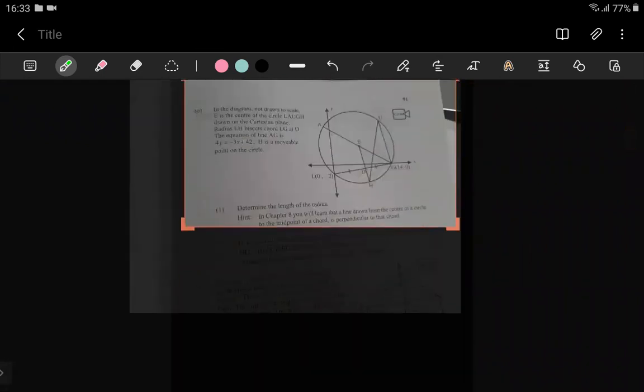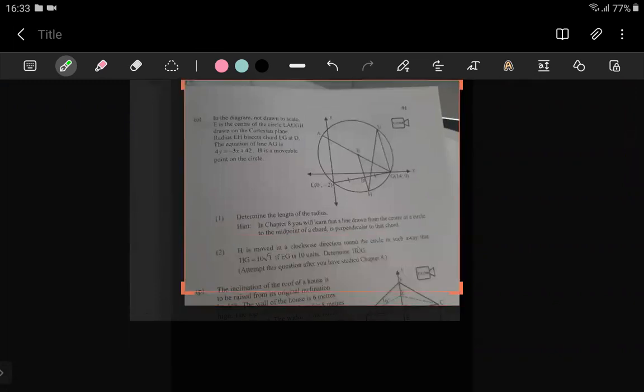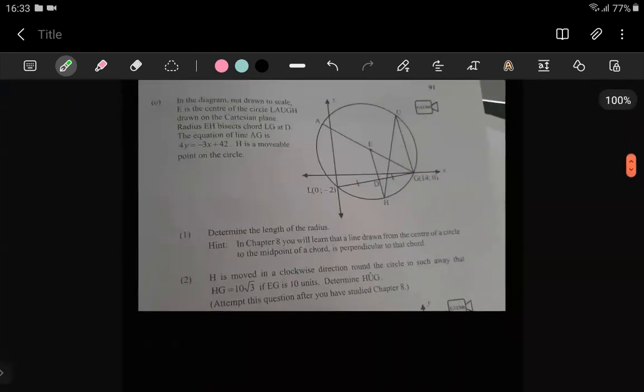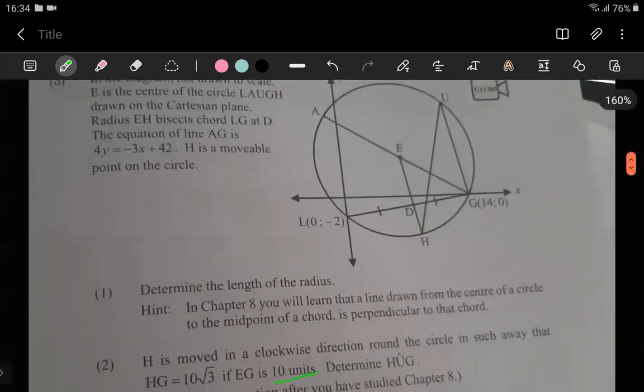Let me crop this here and make it a bit bigger. You see these weird things? Oh, okay, never mind. It says H is moved in a clockwise direction. Moving it in a clockwise direction means they move it towards the left. H is moved in a clockwise direction round the circle in such a way that HG is 10 square root of 3. If EG is 10, determine the angle HUG. These questions, they're being extra.